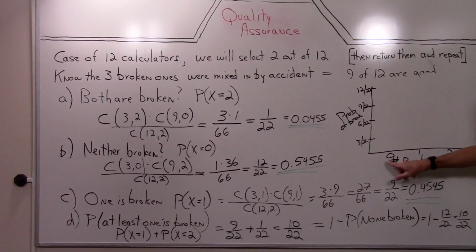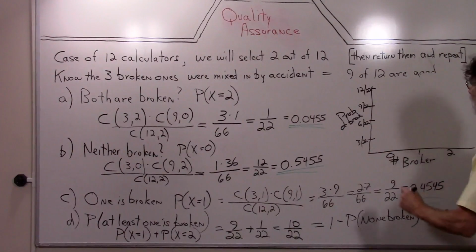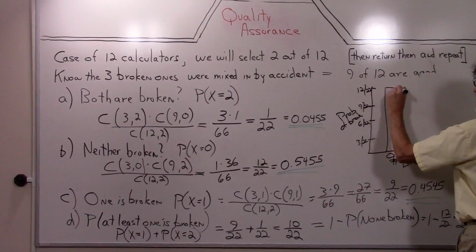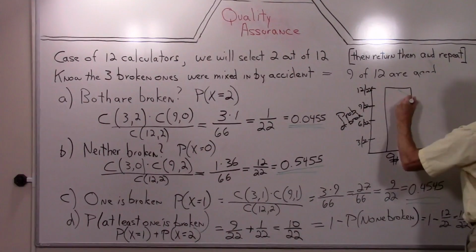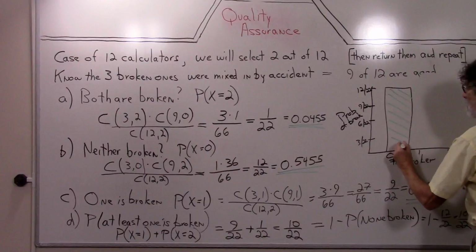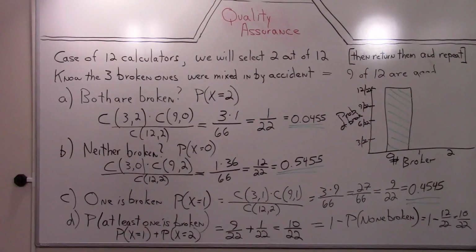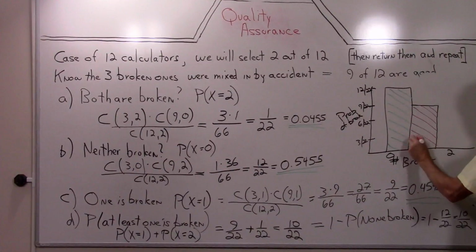So the probabilities of breakage. What's the probability that 0 have been broken? Neither is broken, 12 out of 22. There it is, 12 out of 22. What's the probability that exactly 1 is broken? It's right here, 9 out of 22. Let's draw the 9 in. This is a probability histogram. The bars touch each other, and they're all of equal width, so it's a good, valid probability histogram.